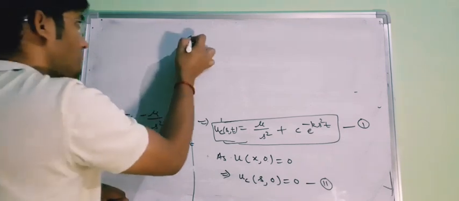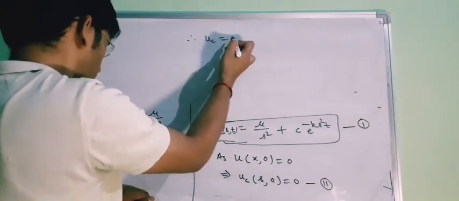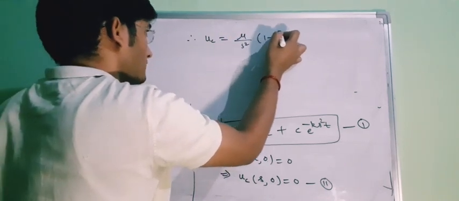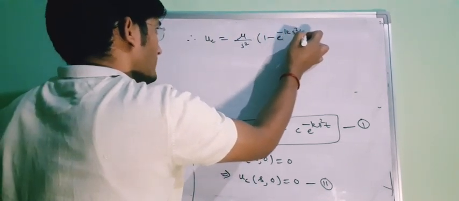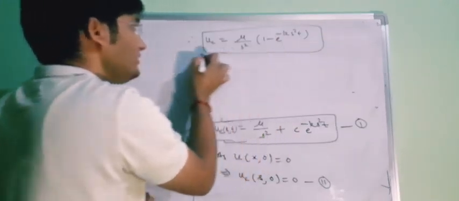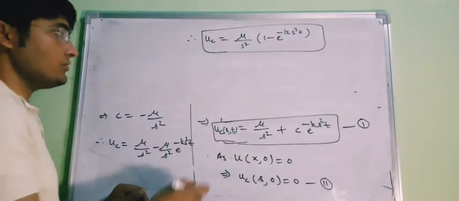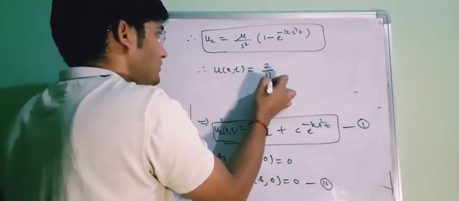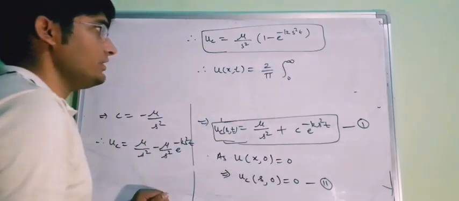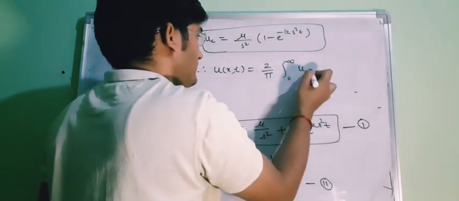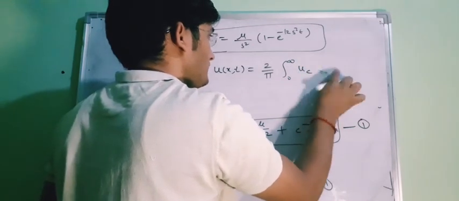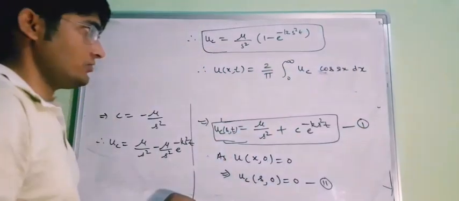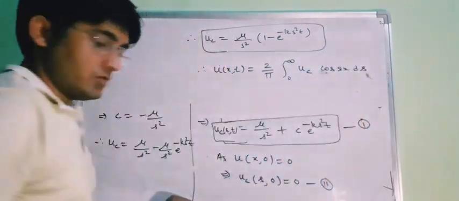thus the cosine transformation of the function is equal to mu upon s square into 1 minus e to the power minus k s square t. So this is the Fourier cosine transformation of the function u. Therefore, the solution, that means the inverse Fourier transformation, will be 2 upon pi integral 0 to infinity, uc cos sx ds. So this is your answer.